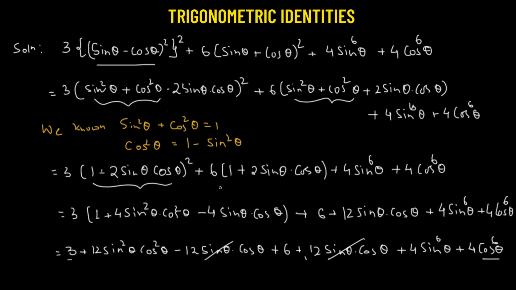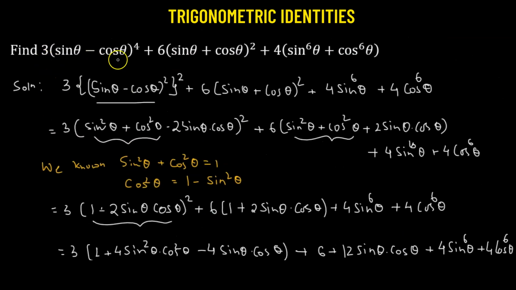Therefore, the value of the given expression, which is 3 times (sine theta minus cosine theta) raised to the power of 4 plus 6 times (sine theta plus cosine theta) whole squared plus 4 times (sine theta raised to the power of 6 plus cosine theta raised to the power of 6), so this particular trigonometric expression has a value equal to 13.